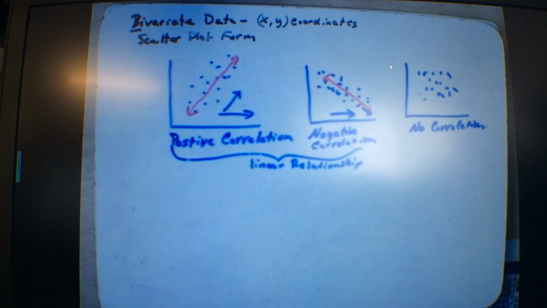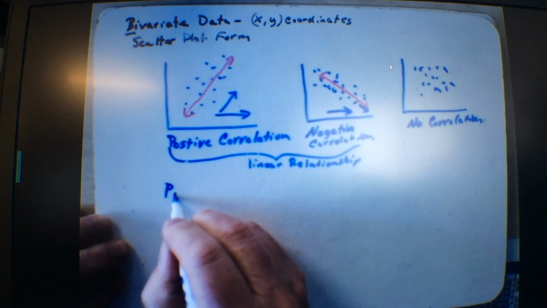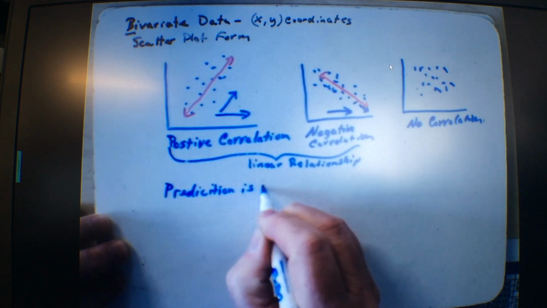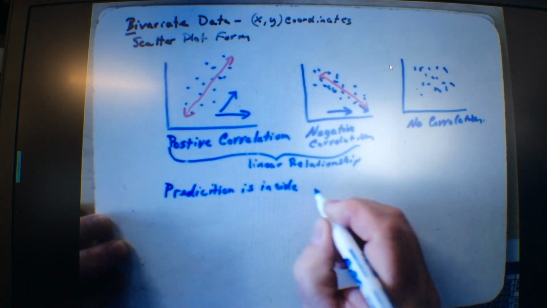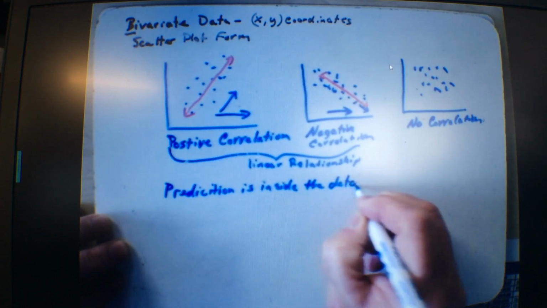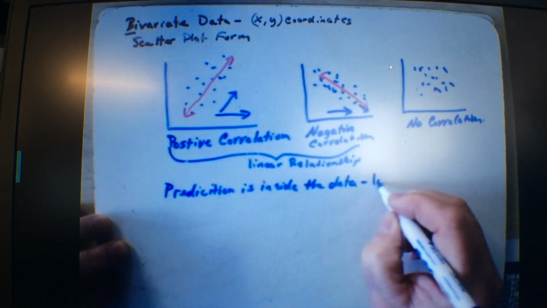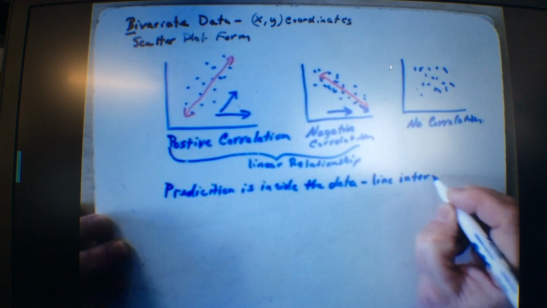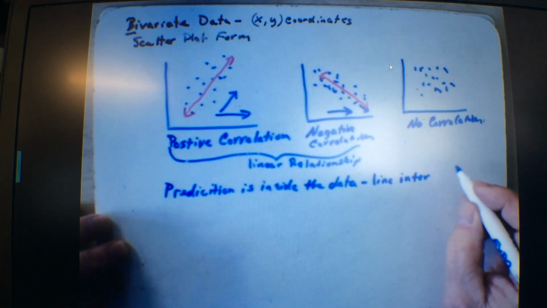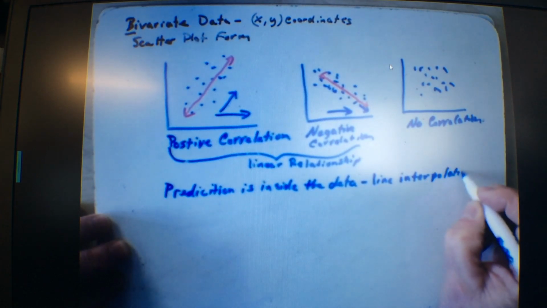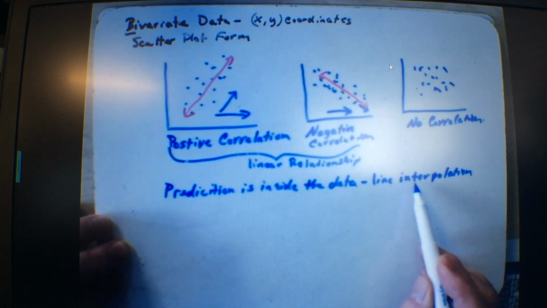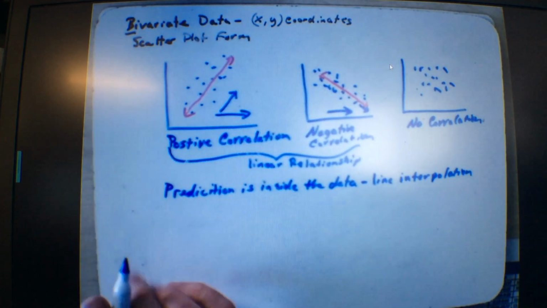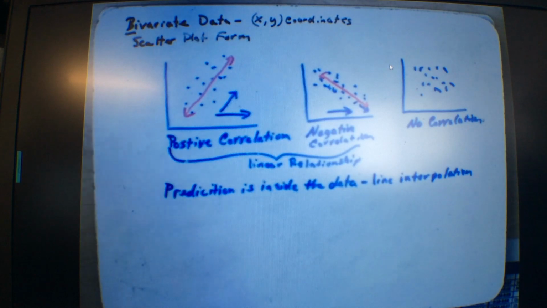If the data we're looking for, if the prediction that we're looking for is inside the data, this is called linear interpolation. And I'll spell this for you after I write it. Interpolation is I-N-T-E-R-P-O-L-A-T-I-O-N. So this is not what we're finding in this particular one.